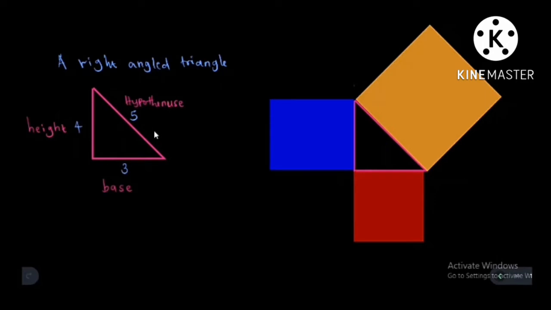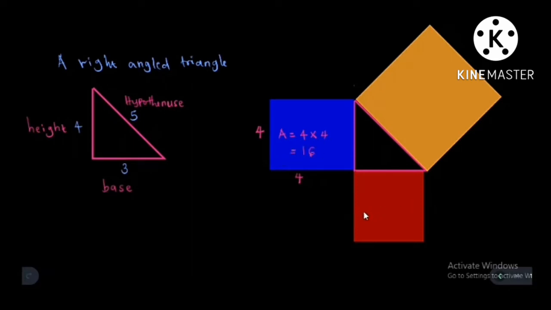Now, Pythagoras Theorem came up with a concept saying that if you imagine that each of these sides has a square, and we find the areas of those squares, so assume our height has 4 units, that means our square here will be measuring 4 by 4. What will be the area of this square? We said the area is side by side, which is 4 times 4, and that gives us 16.